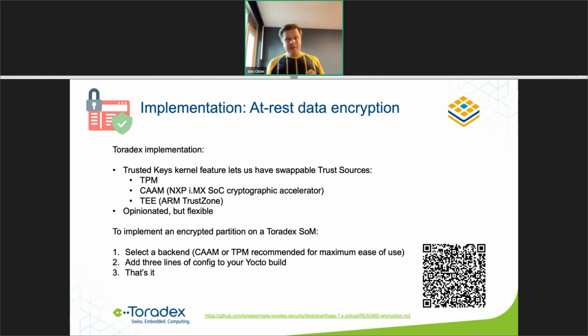So to do it, again, I've put a QR code and a link on this slide to our documentation on how to do this. It's pretty much like the secure boot story, except even easier. You choose which hardware backend you want to use. You add 3 lines of config to your Yocto build, saying which partition identifier you want it to use, what the size of the partition is, and where you want it to be mounted, and that's it. You're done. It's really genuinely that easy.